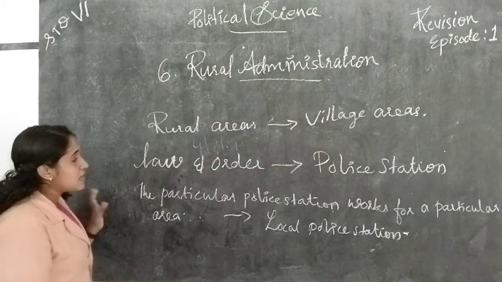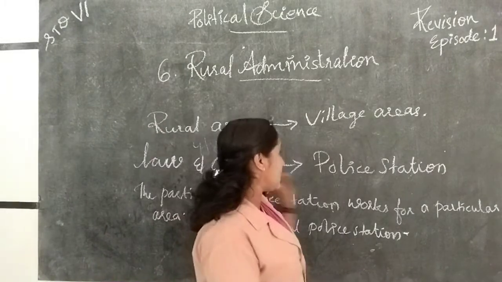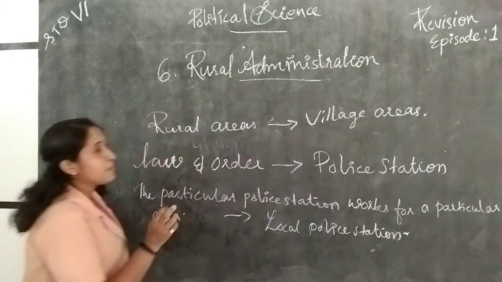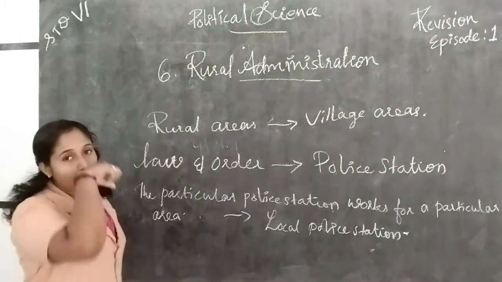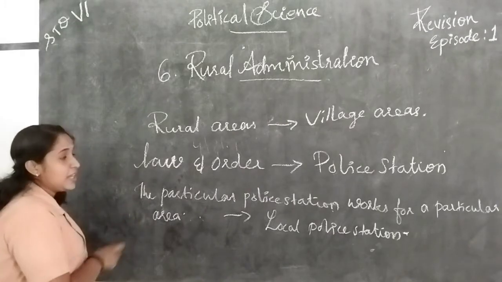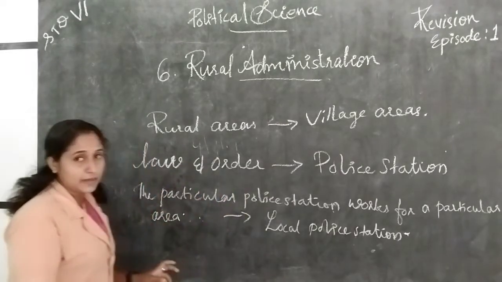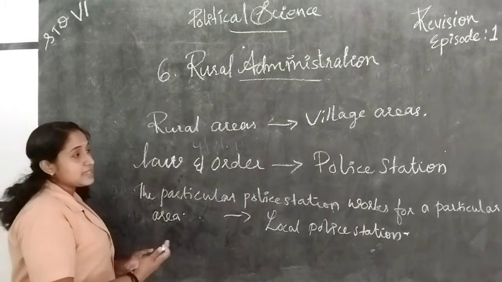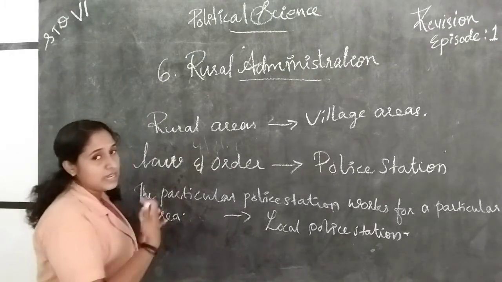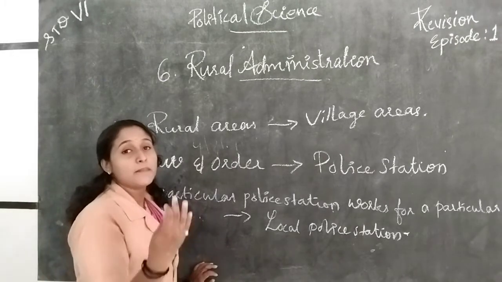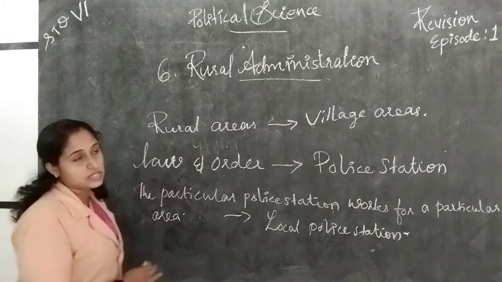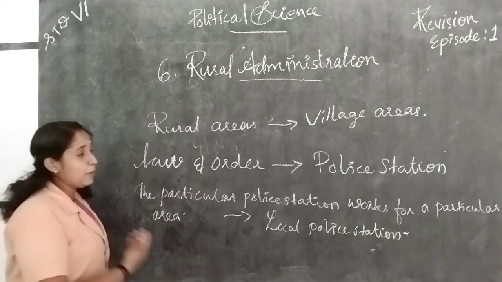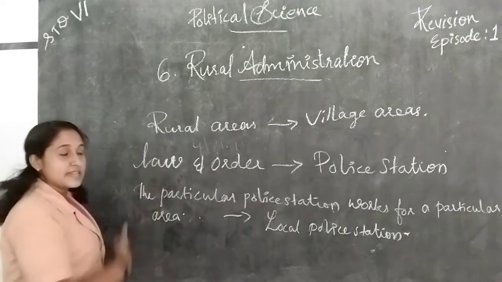So the first concept is law and order. Law and order in a village is done by the police station. If a particular police station works for a particular area, the people of that area who need any kind of help from the police can immediately report the case to that police station. Based on that, they get justice. Each and every person needs justice, so they immediately report any kind of case to their nearest police station.